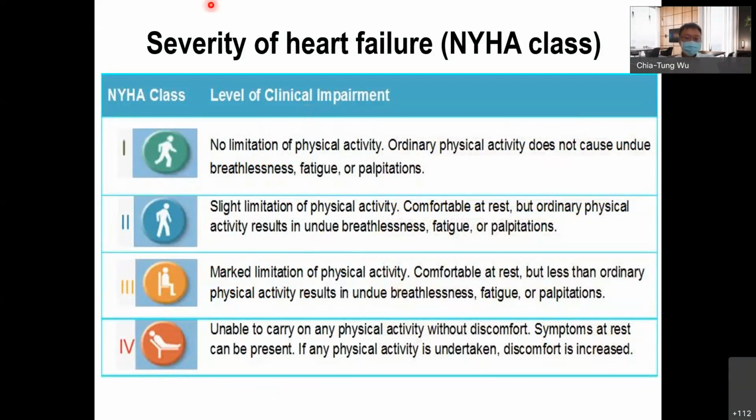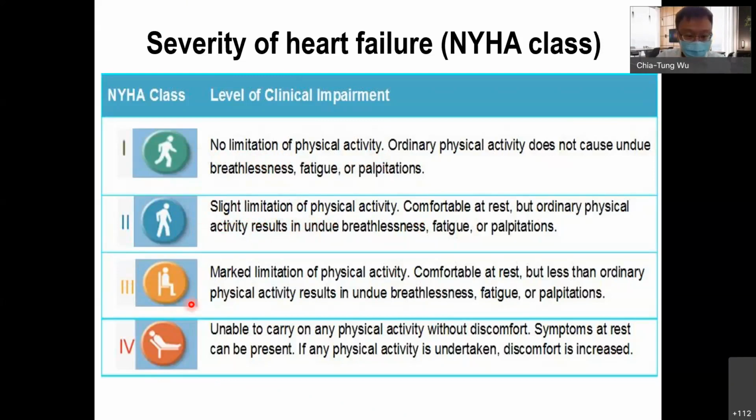And the severity of heart failure can be separated into 4 classes. So class 1 means although your heart is not good, there's no limitation of any physical activity. You can run, you can climb stairs, don't have any symptom. And functional class 2, your physical activity is slightly limited. You can walk, but when you run, you feel easy to have dyspnea or shortness of breath. You cannot run very well.